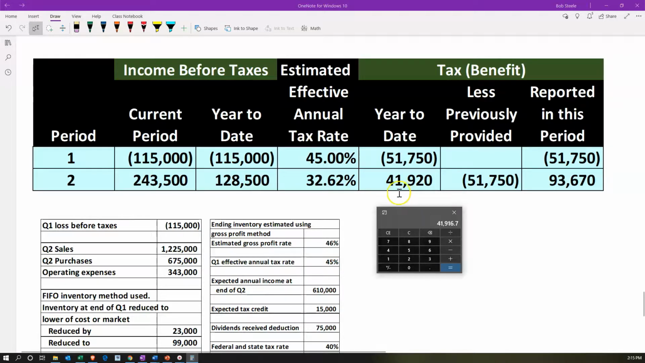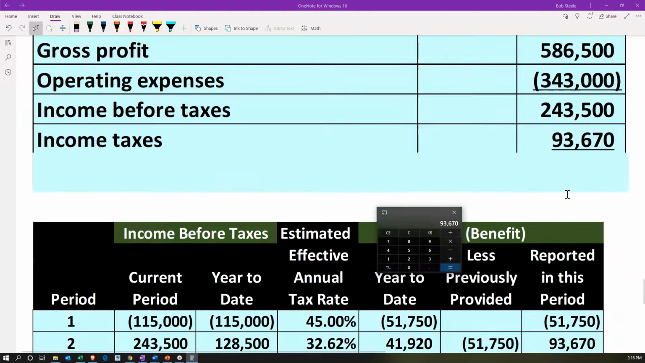And then we've got the 41,920, and then in the last period we had a benefit. So this time we have a tax, and last period we had a benefit. That means in this period we're going to have to add them up: we've got the 41,920 plus the 51,750, and that's going to give us the 93,670. So the current period is going to be this 93,670.